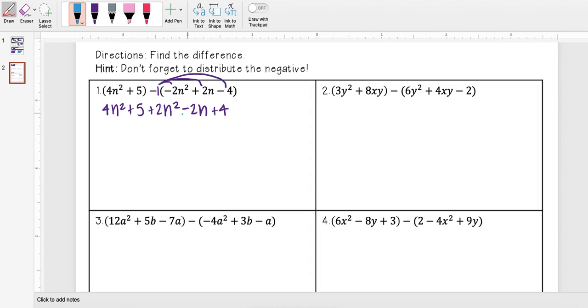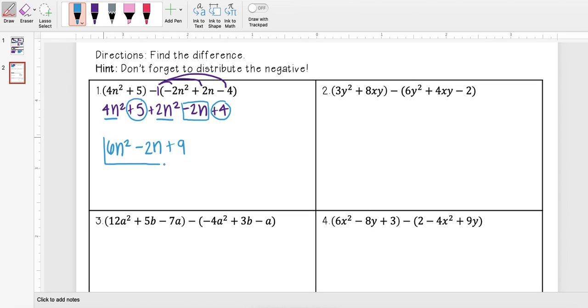So I want to start with my highest term, my highest degree. That's going to be squared. So I have 4n squared. The only other n squared I see is a 2n squared. So 4n squared plus 2n squared, I get 6n squared. Now I'm going to look for my next highest degree, and that's going to be just n. And I see that is all the way over here. And I don't see any other n terms. So I just have -2n. And then I have 5 plus 4 to get 9.